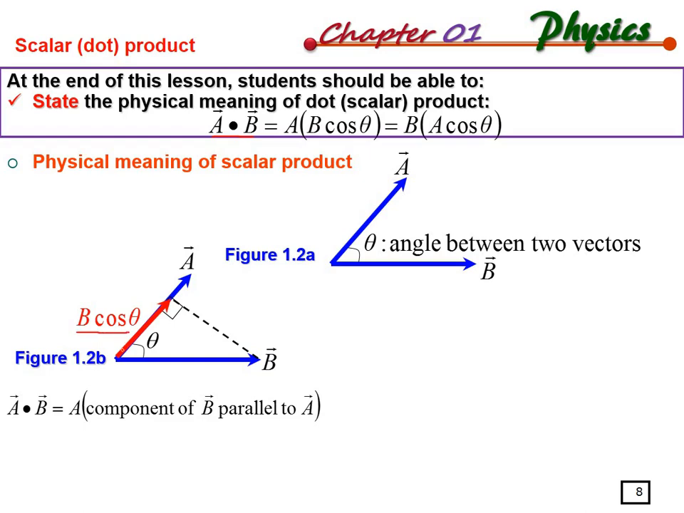Now, the B cos theta here is the component of B parallel to A. So, for the physical meaning of scalar product, let's say we have vector A dot vector B equals A(component of vector B parallel to vector A), or equals A(B cos theta).